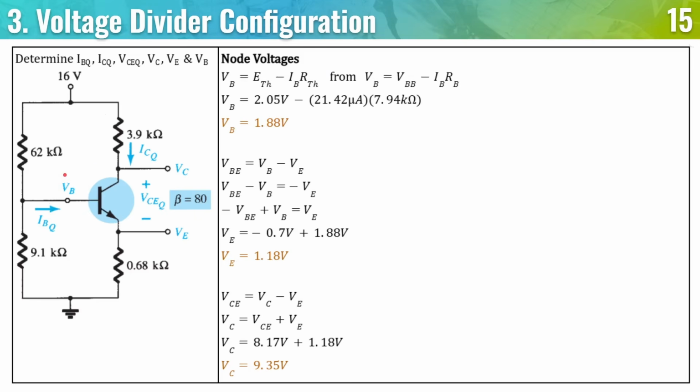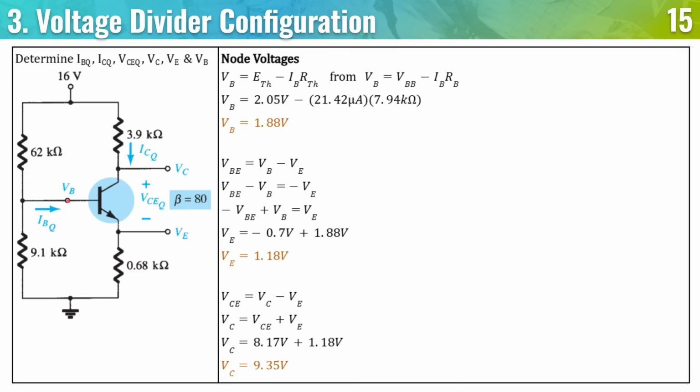So we know the node voltage of B is going to equal ETH here minus whatever voltage drop happens across the Thevenin resistor. So basically, remember ETH, resistor, and then VB. So knowing that, we have ETH minus IB times RTH from this base formula. We get 1.88 volts. So again, if you're confused where this comes from, it's just this formula, but we change the variables.